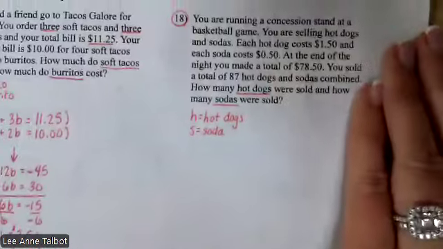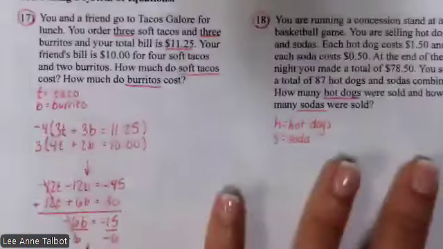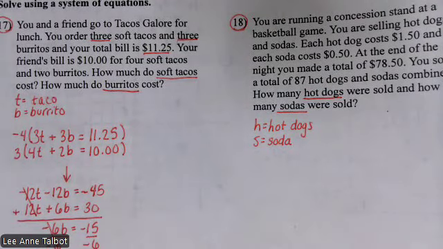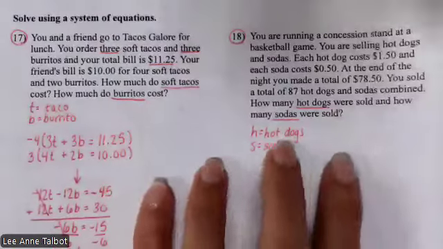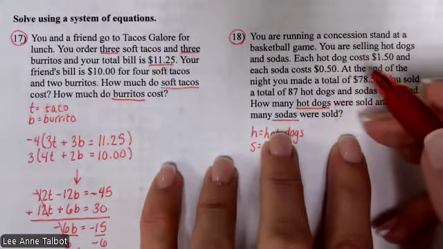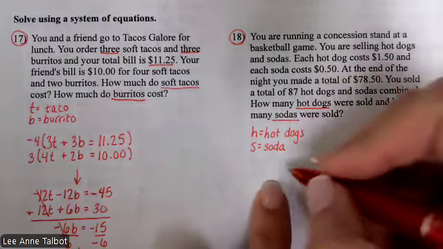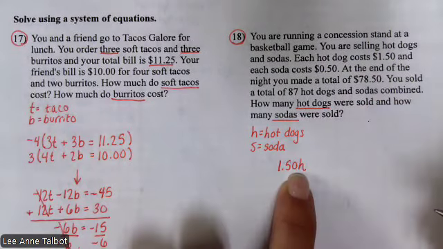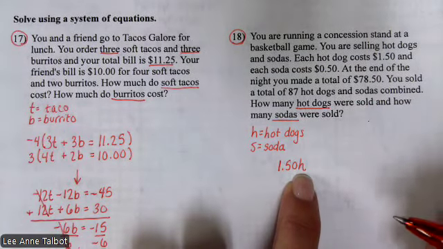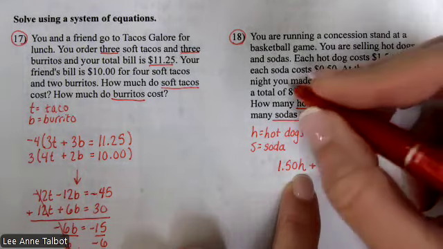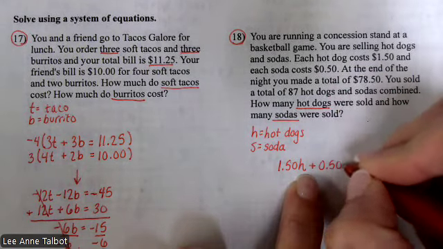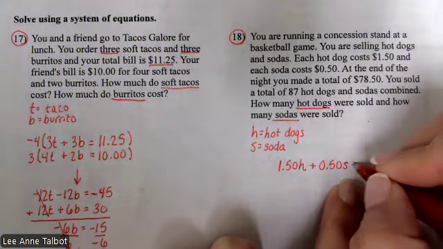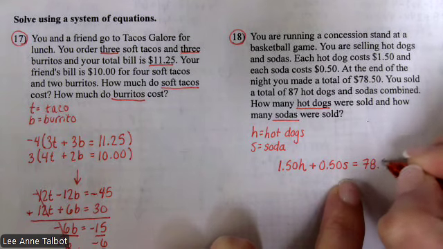Okay, this column is set up, worded very differently because it gave you the prices this time, and now you have to find out how many there are. So one of the equations is going to be just based on money. Each hot dog costs $1.50, so $1.50 per hot dog, plus soda is 50 cents, and a total of $78.50.